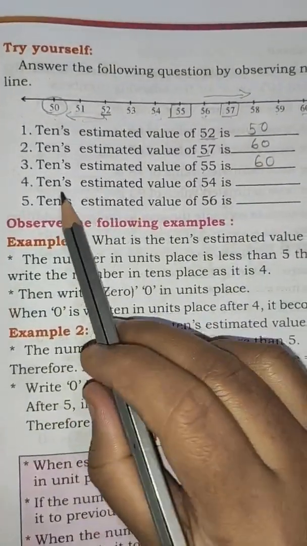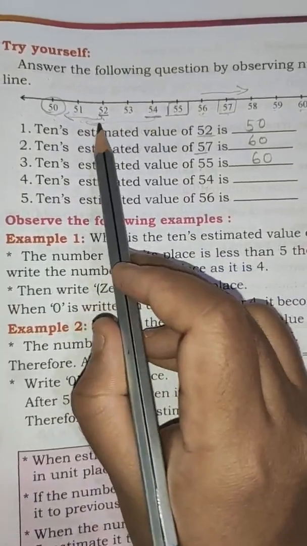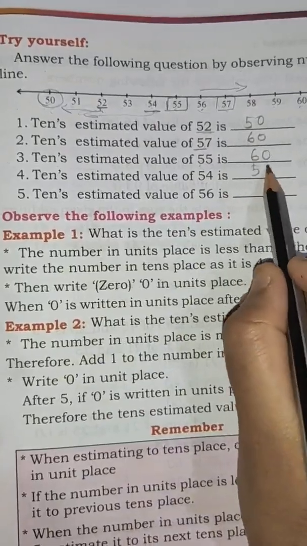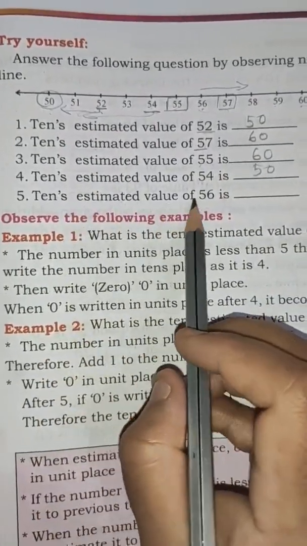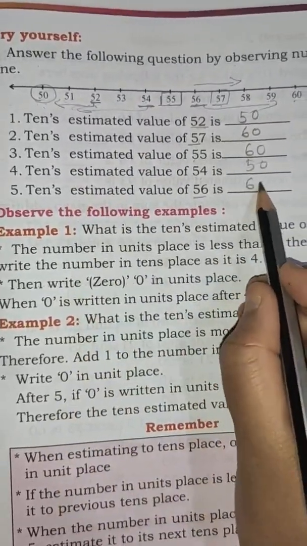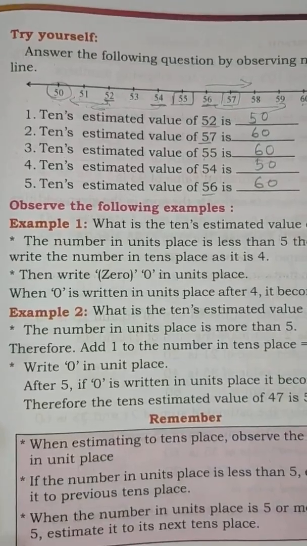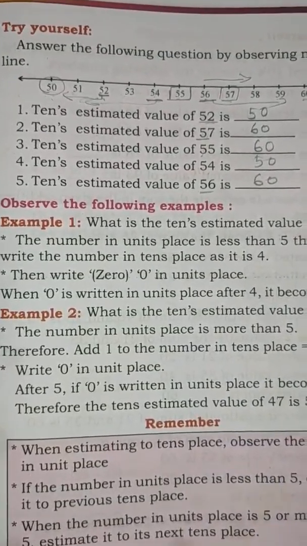Next. What is the estimated value of 54? Here it is, 54. It is near to the 50, so it is 50. Now, what is the tens estimated value of 56? It is 60. Understood, children? That is how to see the estimated value of the given numbers. Okay, now let's take one example.